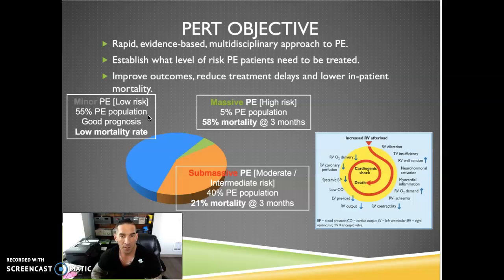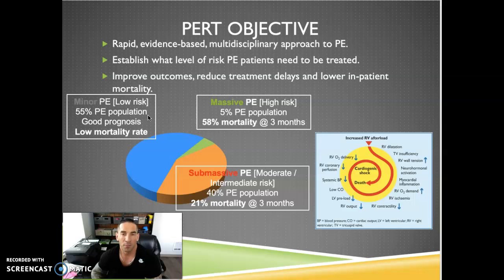The other two categories are going to be massive PEs, which are the smallest percentage of that pie, roughly 5% of the PE population. These are patients that will collapse upon episode of having a major PE. They usually have a pretty poor prognosis, with a 58% mortality at 3 months. So these are the patients that sometimes don't even make it alive to the emergency department. They usually pass away in the field.